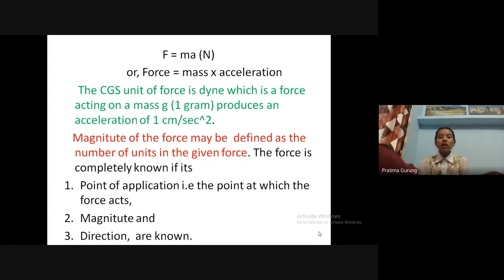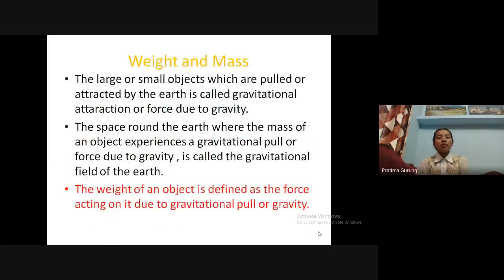The force is completely known if its point of application, that is, the point at which the force acts, magnitude and direction are known. Weight and mass. For weight and mass, we have to first understand about gravity, because weight and mass are related with gravity.